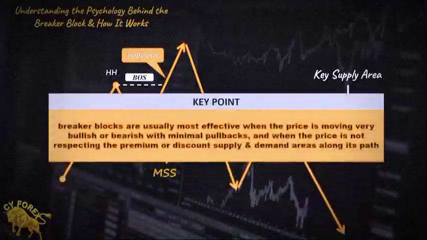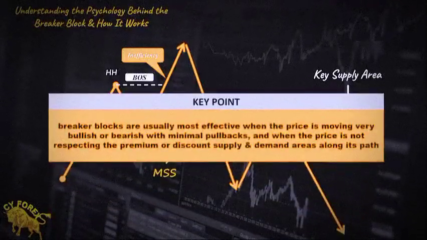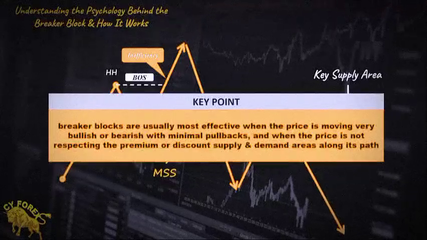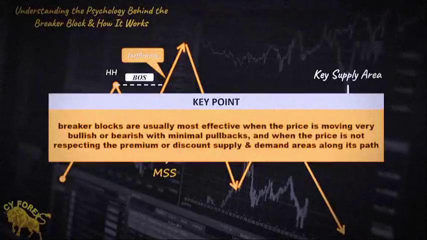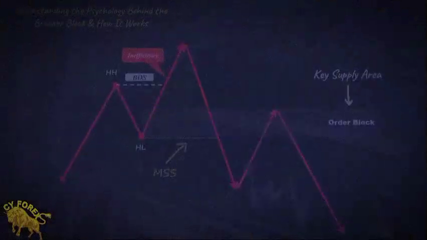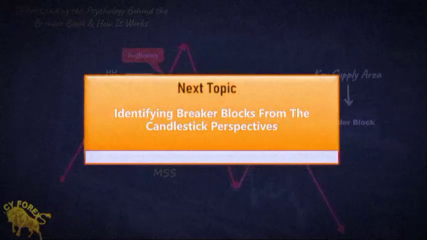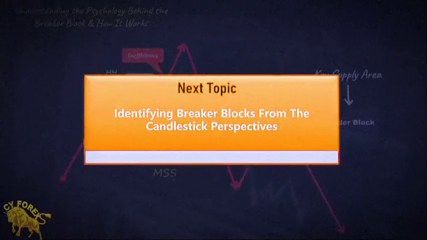However, another key point to consider is that breaker blocks are usually most effective when the price is moving very bullish or bearish with minimal pullbacks, and when the price is not respecting the premium or discount supply and demand areas along its path. Now let's proceed to the next topic and see how to identify breaker blocks from the candlestick perspective.